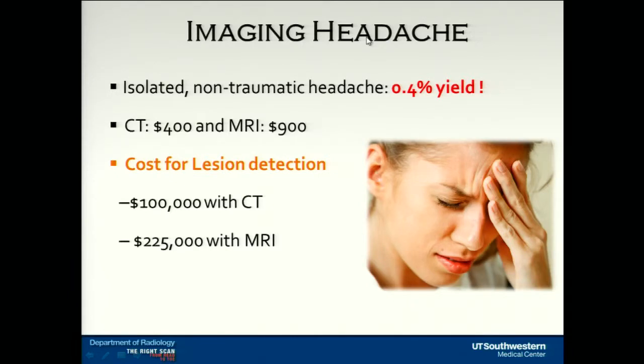Imaging for headache is standard of practice, and it's commonly done throughout both outpatient and inpatient scenarios. But it has been found that isolated headaches without risk factors and without trauma history have a very, very low yield for a positive diagnosis, which is estimated at less than 0.4%. So if you consider an average reimbursement of $400 for CT and $900 for an MRI, the cost for detecting a single significant treatable lesion can be up to $100,000 for CT and more than $200,000 for MRI.